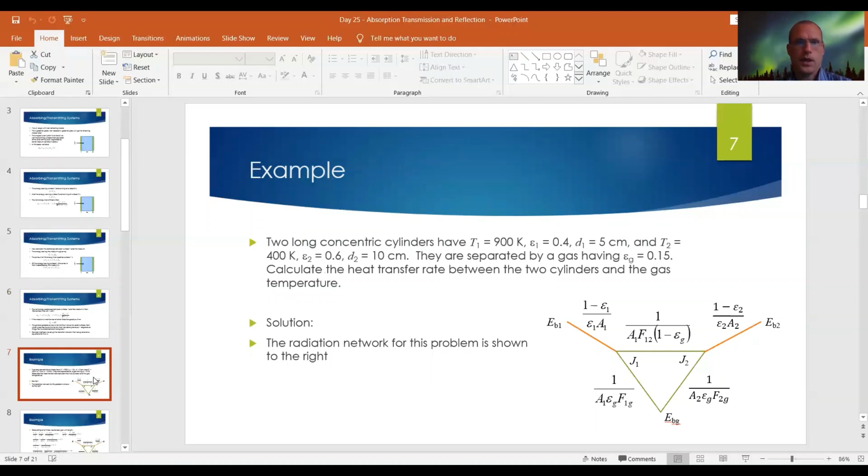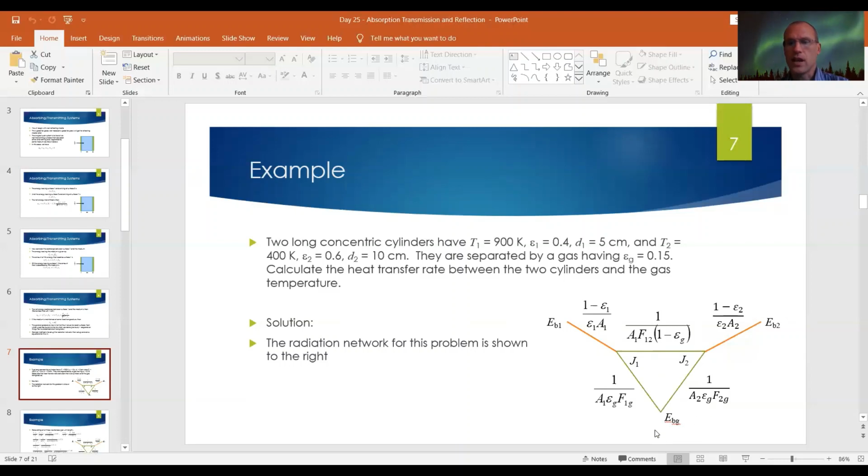So, an example of this: I have 2 long concentric cylinders. The first one has a temperature of 900 Kelvin, an emissivity of 0.4, and a diameter of 5 centimeters; that's the inside cylinder. The outside cylinder has a temperature of 400 Kelvin, an emissivity of 0.6, and a diameter of 10 centimeters. There's a gas between them, with an emissivity for the gas of 0.15. I want to calculate the heat transfer rate between the 2 cylinders, and then I also want to find the gas temperature. So in terms of my radiation network, I have cylinder 1, I have cylinder 2, and then I have E_b for the gas.